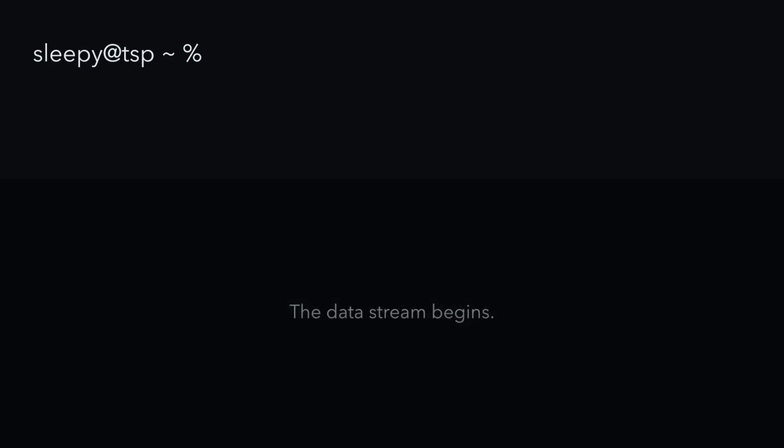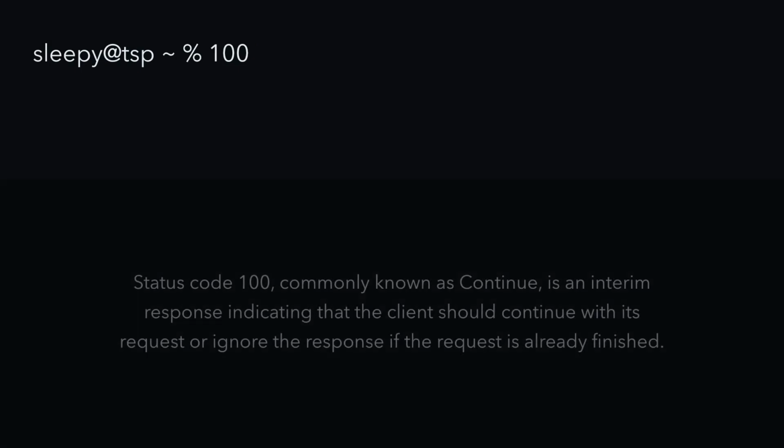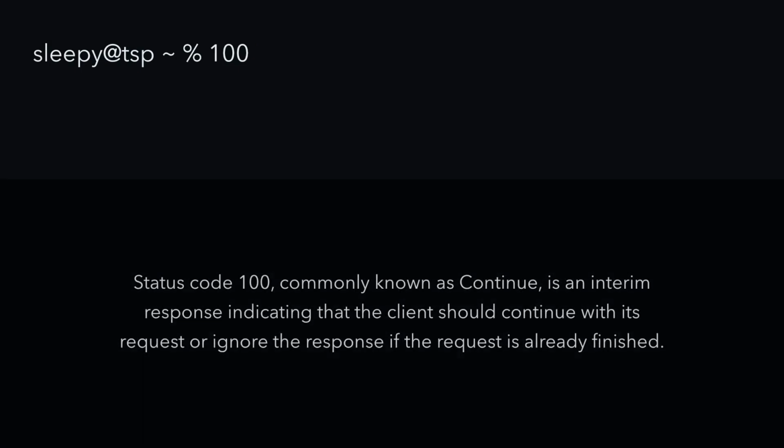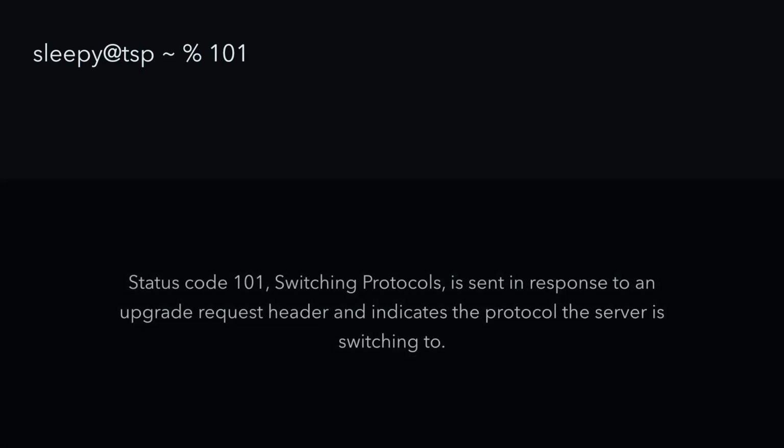The data stream begins. Dataset sequence status code 100, commonly known as continue. This is an interim response indicating that the client should continue with its request or ignore the response if the request is already finished. Moving to status code 101, which is defined as switching protocol. This status code is sent in response to an upgrade request header from the client. It indicates the protocol the server is switching to.